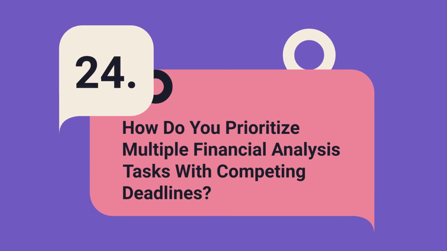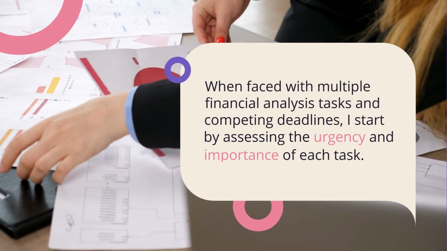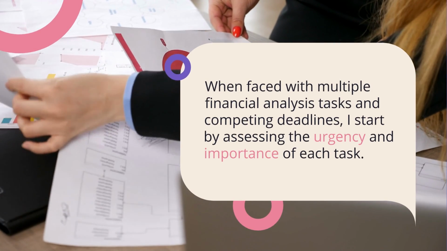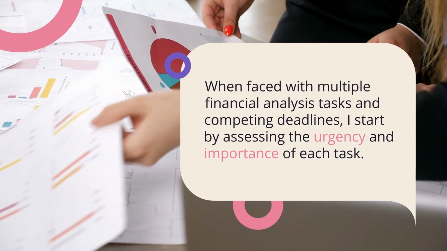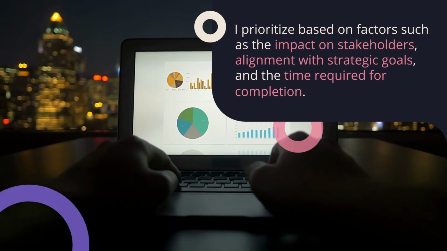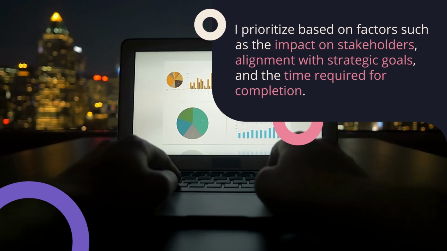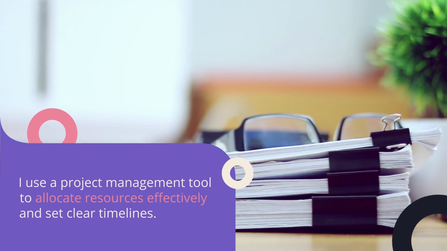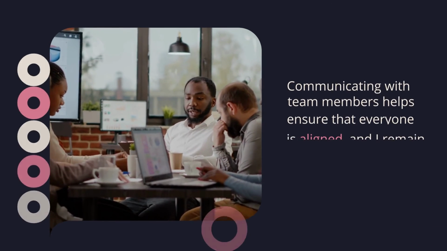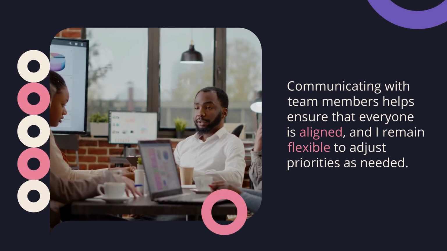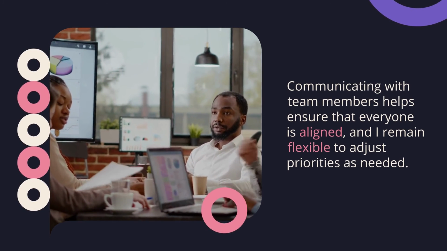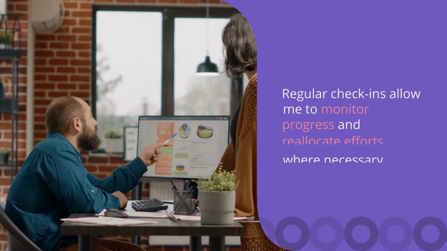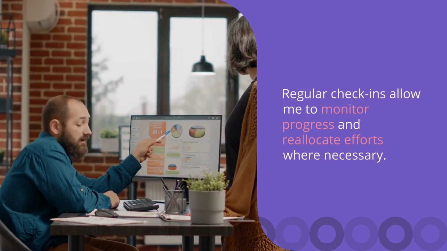24. How do you prioritize multiple financial analysis tasks with competing deadlines? When faced with multiple financial analysis tasks and competing deadlines, I start by assessing the urgency and importance of each task. I prioritize based on factors such as the impact on stakeholders, alignment with strategic goals, and the time required for completion. I use a project management tool to allocate resources effectively and set clear timelines. Communicating with team members helps ensure that everyone is aligned, and I remain flexible to adjust priorities as needed. Regular check-ins allow me to monitor progress and reallocate efforts where necessary.